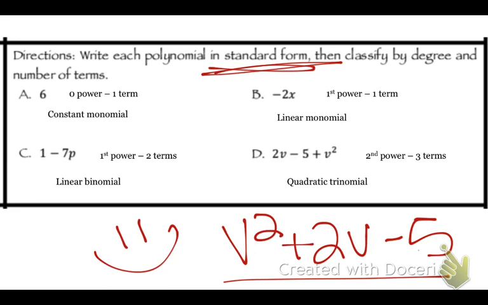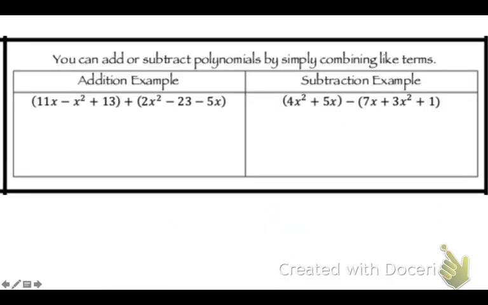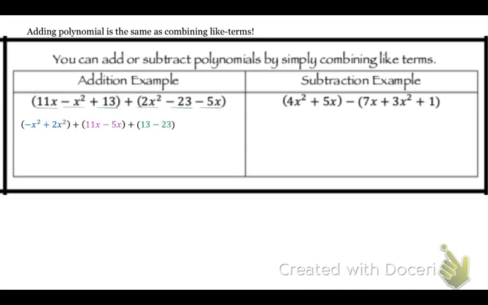Okay? Now, adding and subtracting polynomials. For addition, you just combine like terms. So I'm going to combine my x squareds. I have negative x squared plus 2x squared. Combine my x's, 11x and negative 5x. Combine my constants, 13 minus 23. And I get x squared plus 6x minus 10.